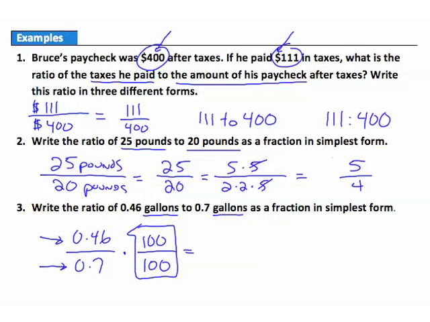0.46 times 100 is going to move the decimal 2 places to the right, which will give us 46 in the numerator. 0.7, that will move it 2 places to the right, which would give us 70 in the denominator. Now I have this fraction. Now I need to simplify it.